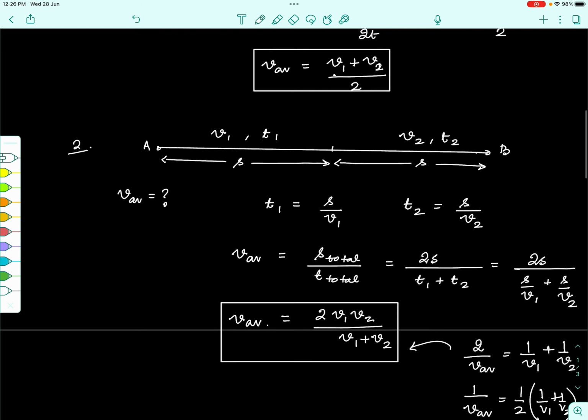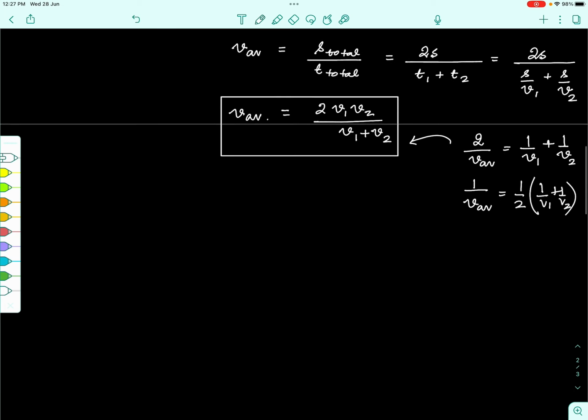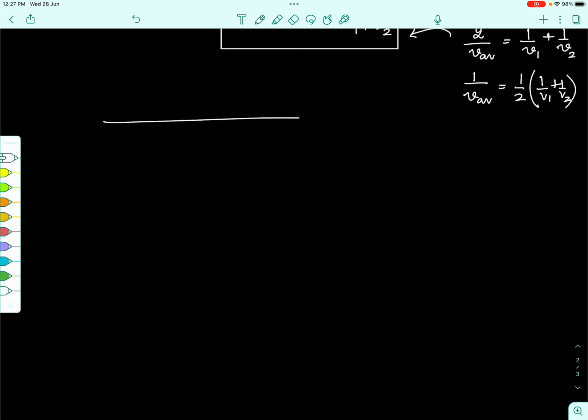So, in this case, when the two distances travelled are same, but they are travelled for different times, this is what we get as the average speed. This expression also you can remember as a result, it can be directly used into questions. Let us take another example now.